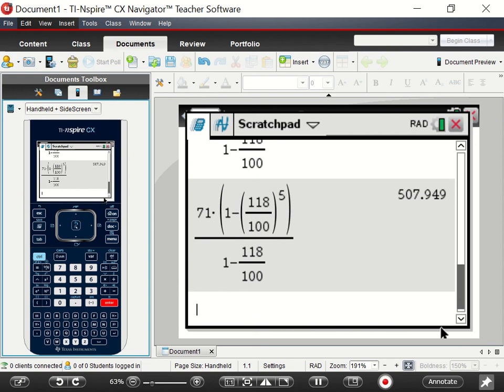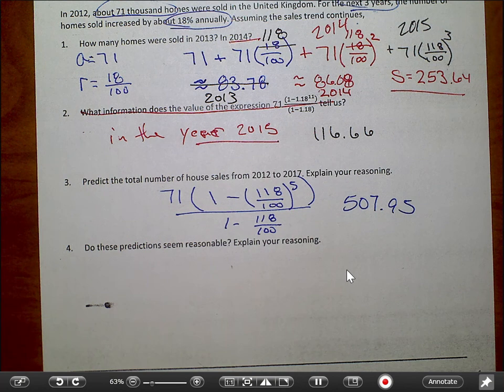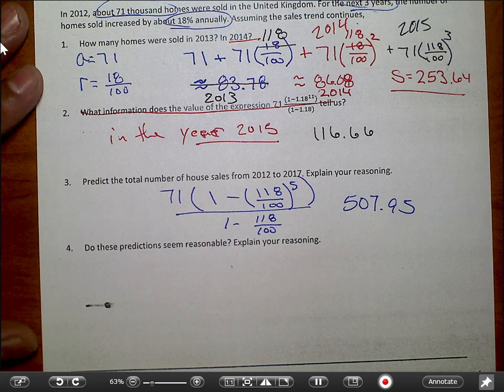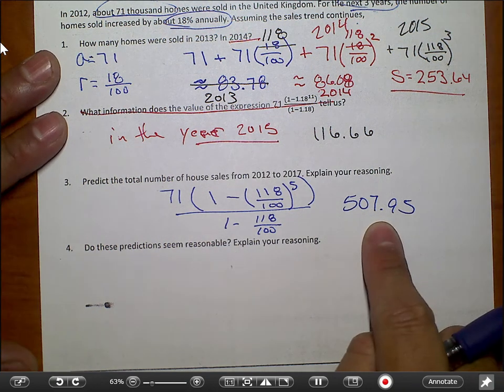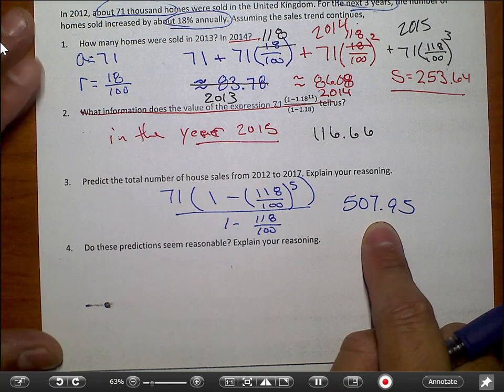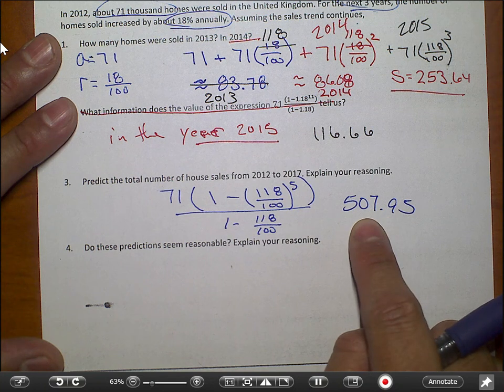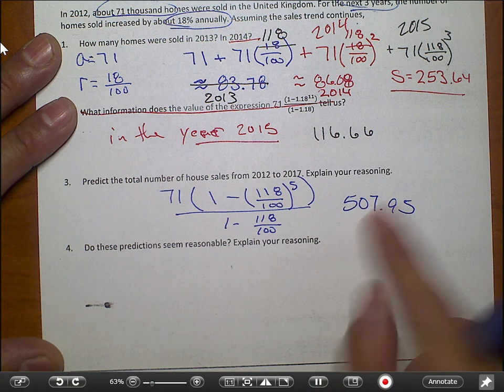Alright. So what does that mean? That's the sum of the 5 years. Okay, now go back to the word problem. We're describing it specifically now. This means the sum of the 5 years. But what are my units and what are we talking about? 507 homes. 507,000 home sales.